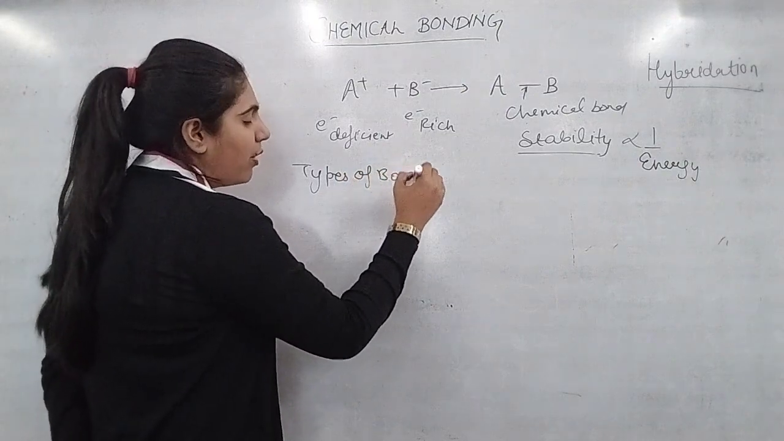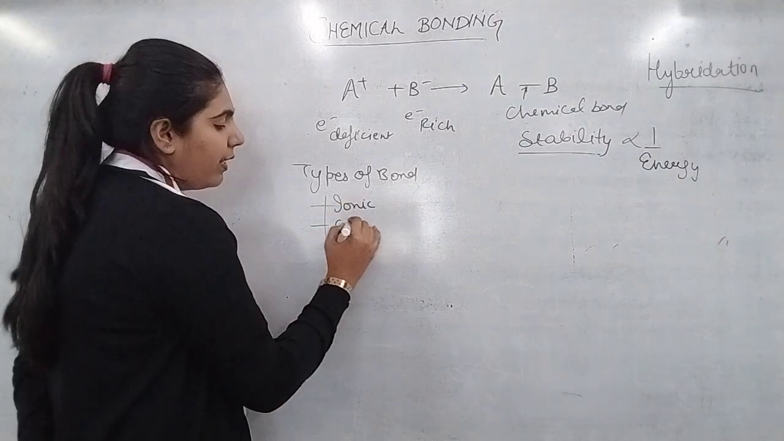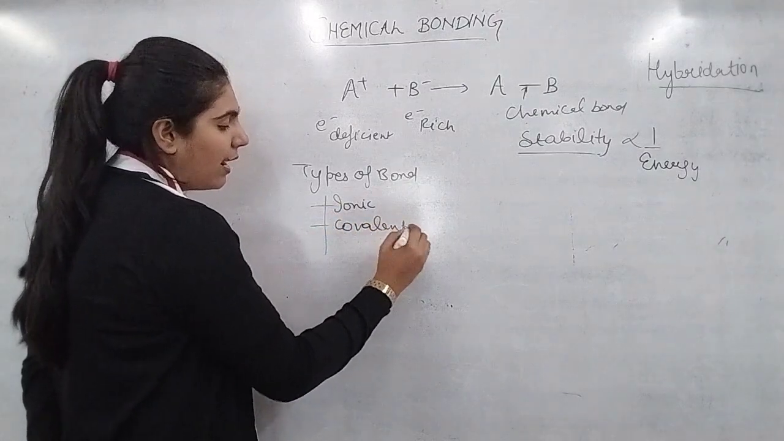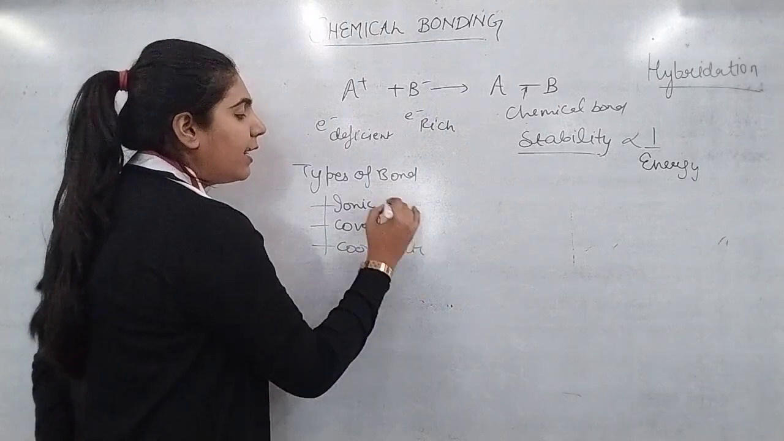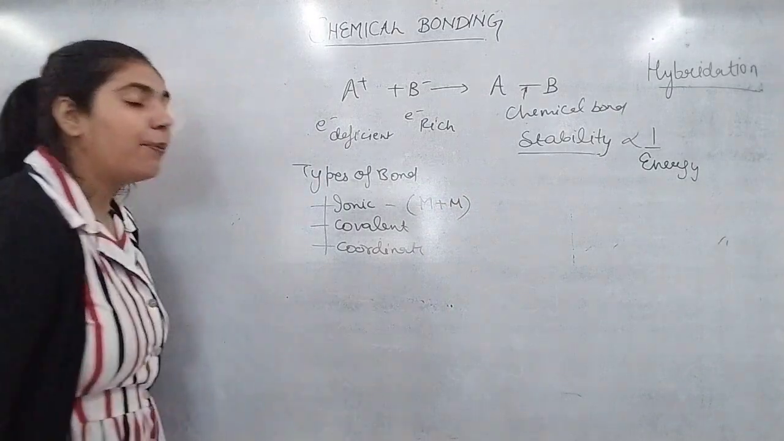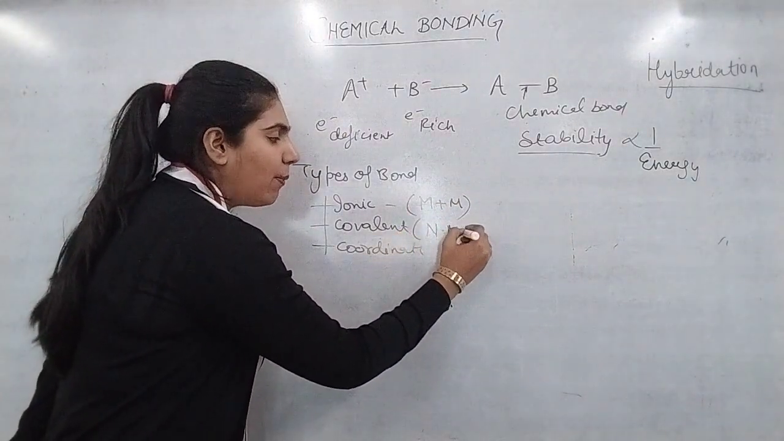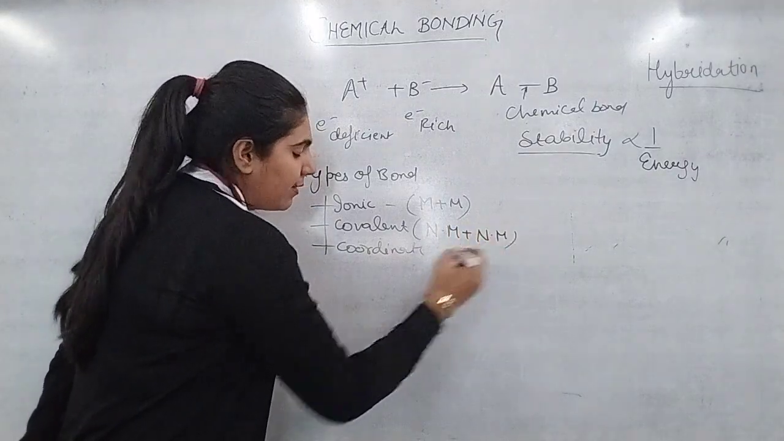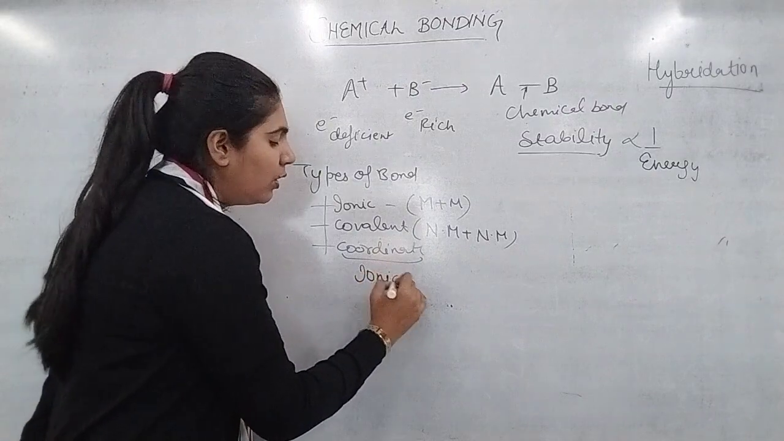Now there are different types of bond. For example, ionic bond, covalent bond, and coordinate covalent bond. Ionic bond exists between metal and non-metal. Covalent bond exists between non-metal and non-metal. And the coordinate bond has both characters, ionic as well as covalent character.